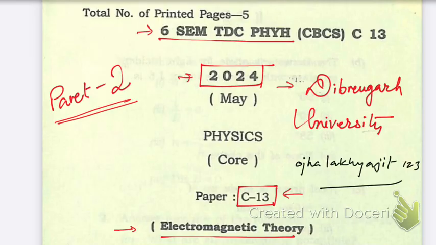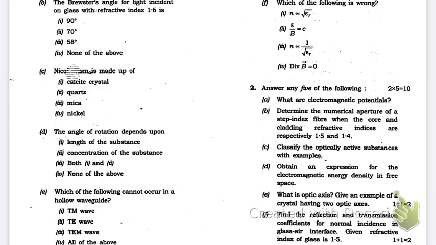Okay, and I have already given the answers to all the MCQs of question number 1, A, B, C, D. I have given all the answers. So today I'm going to give you the answers to question number 2, 2A, 2B, 2C, and so on. Okay, so let's start. Here is the first question, 2A.